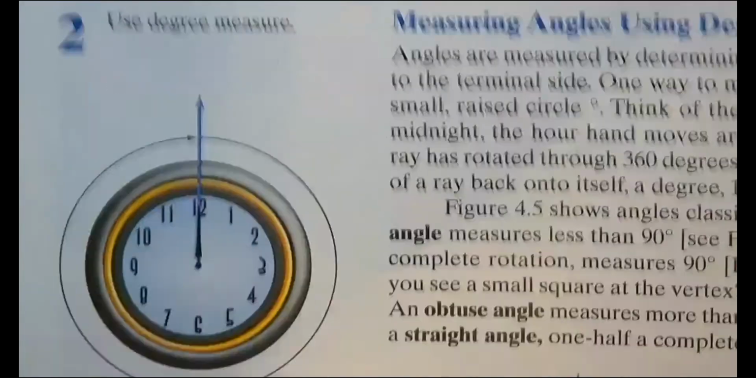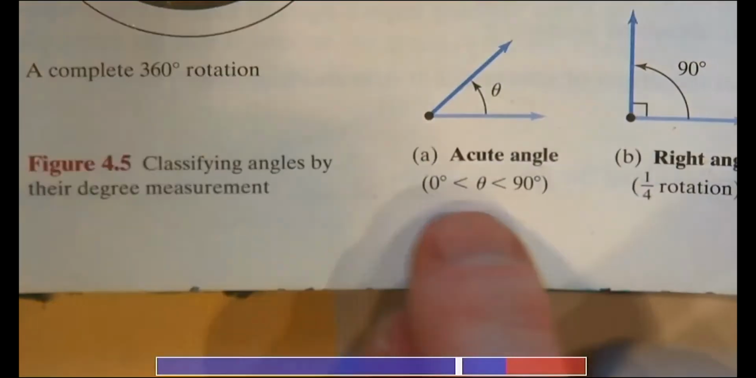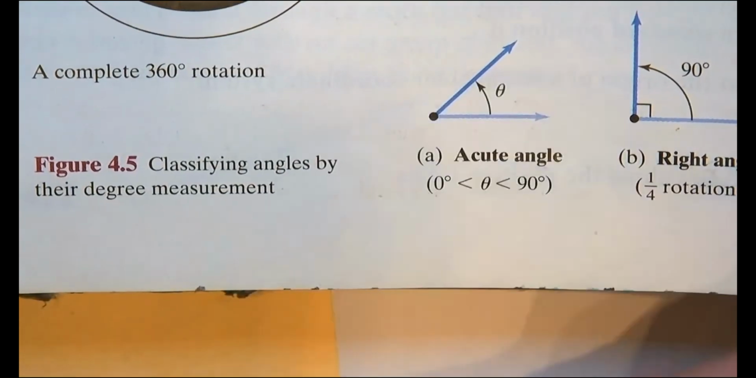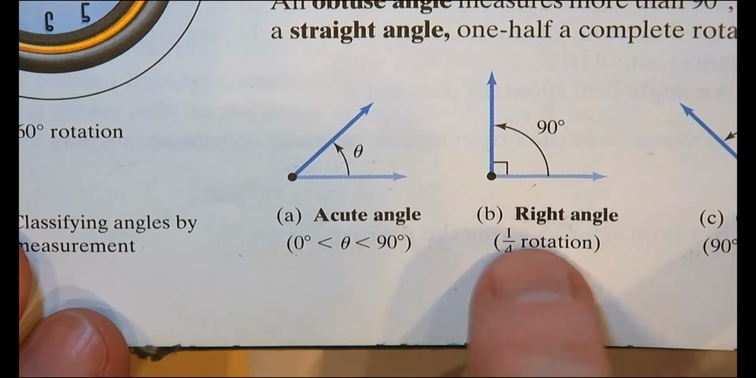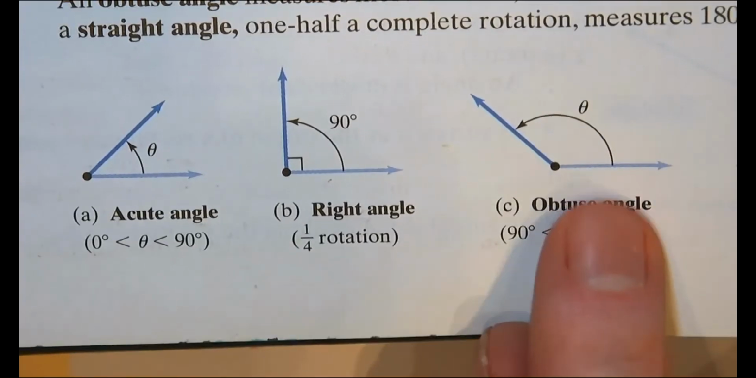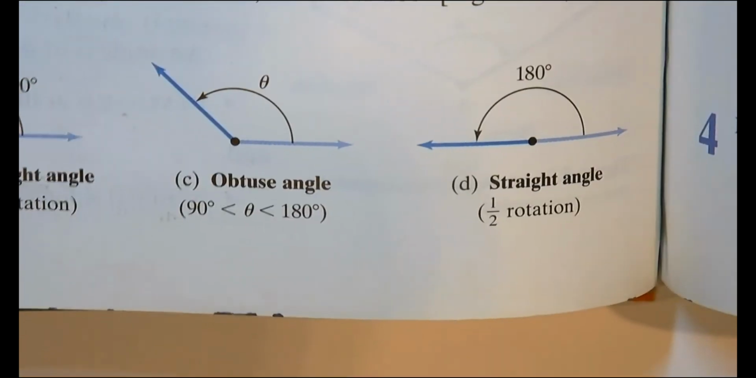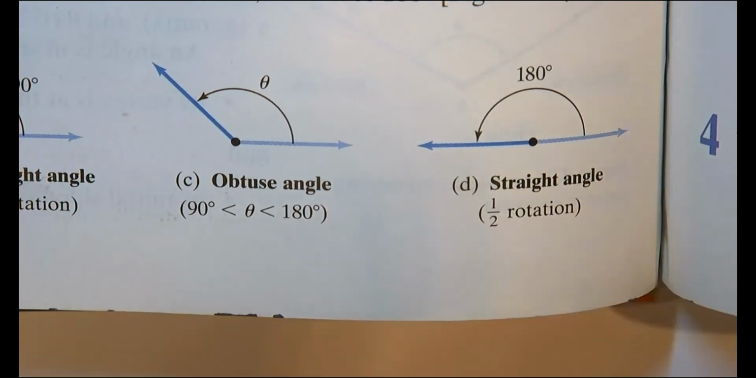And of course, some other things. If you only go less than 90, we call it an acute angle. If you get all the way to 90 degrees, a corner, we say 1/4 or right angle. And if you go a little farther, they call it obtuse, which means you're not quite the 180. And of course, some people can call this a straight angle. So this is a big deal.